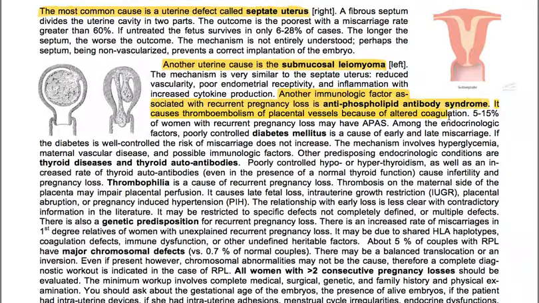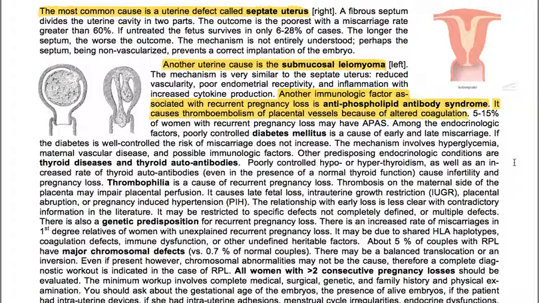And among the endocrinologic factors, poorly controlled diabetes mellitus is a cause of early and late miscarriage. If the diabetes is well controlled, the risk of miscarriage does not increase. The mechanism involves hyperglycemia, maternal vascular disease, and possible immunologic factors. Other predisposing endocrinologic conditions are thyroid disease and thyroid autoantibodies. Poorly controlled hyper or hypothyroidism, as well as an increased rate of thyroid autoantibodies, even in the presence of a normal thyroid function, cause infertility and pregnancy loss.